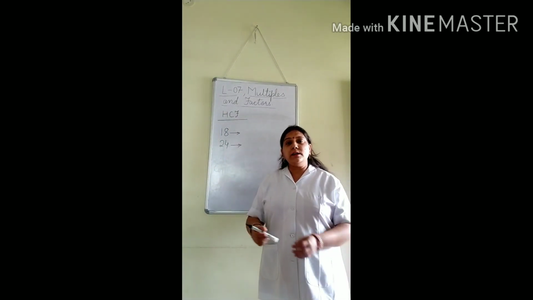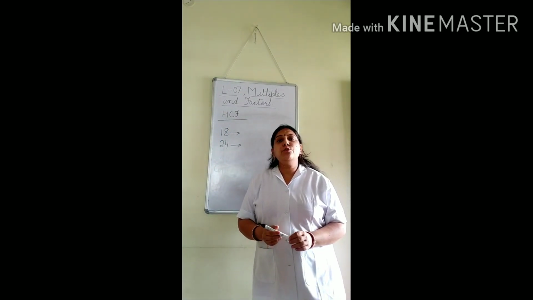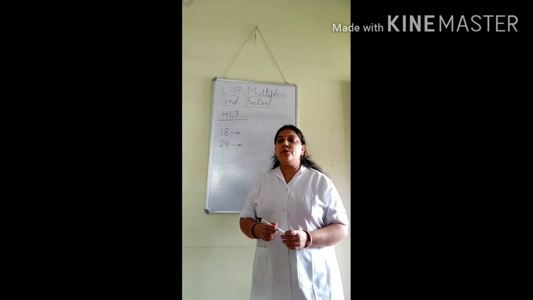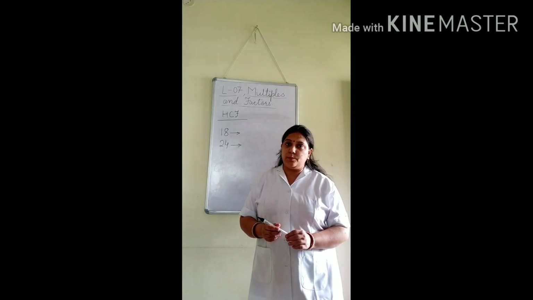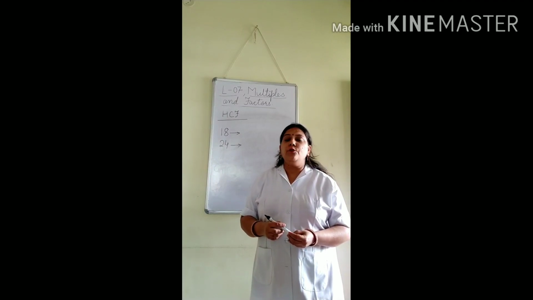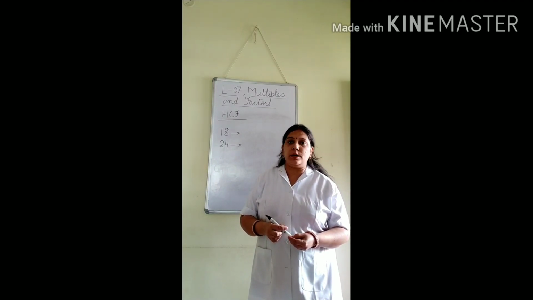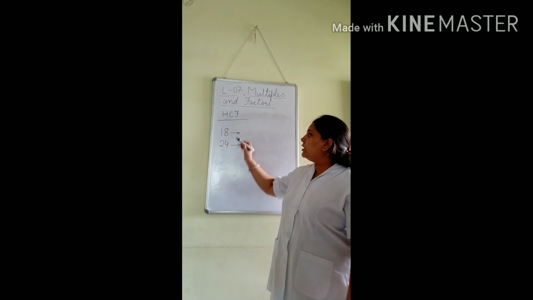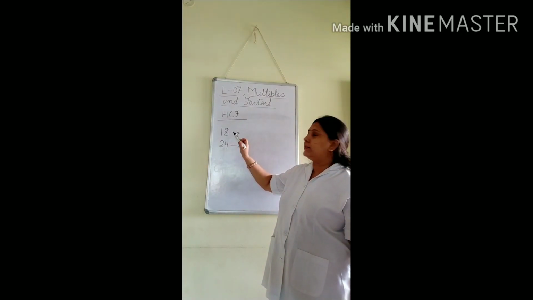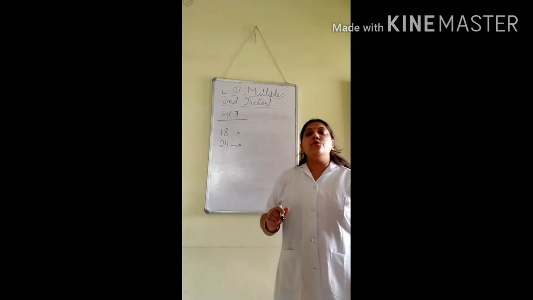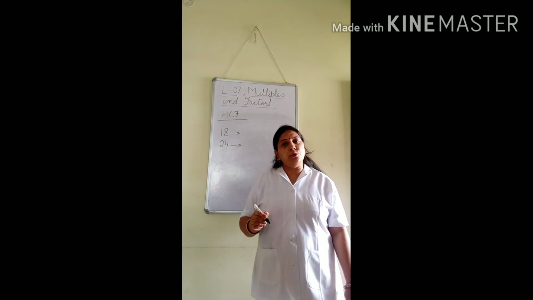HCF means highest common factor. To find HCF, first we find the common factors of the numbers, and after that we see which one is the highest factor among them. For this, we take two numbers. To find the HCF of 18 and 24, first we write the factors of both the numbers.